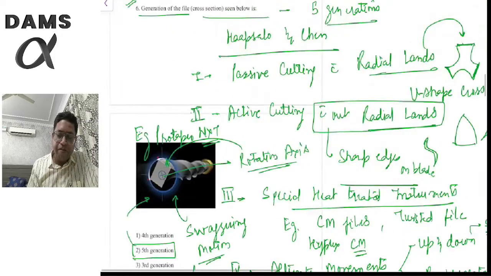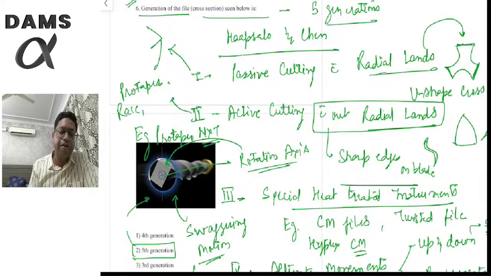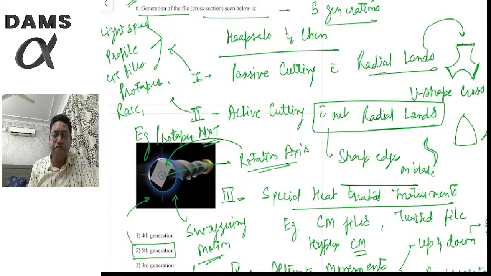Simply ProTaper, Race. These are examples of second generation instruments. And the first generation instruments, three prominent examples you can remember are Lightspeed, Profile, and GT files. The first generation. So I have also given you examples of some of the prominent instruments in each generation.